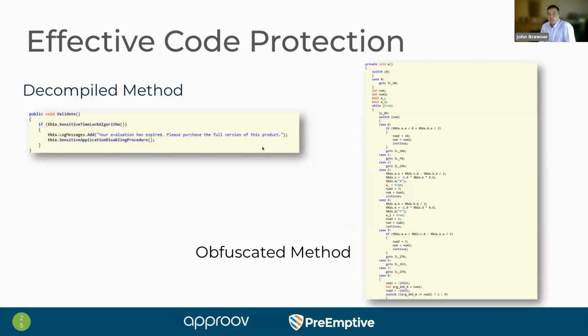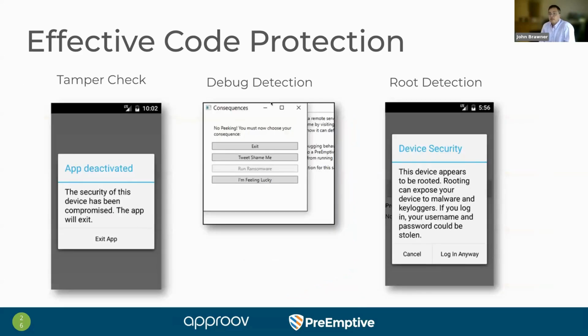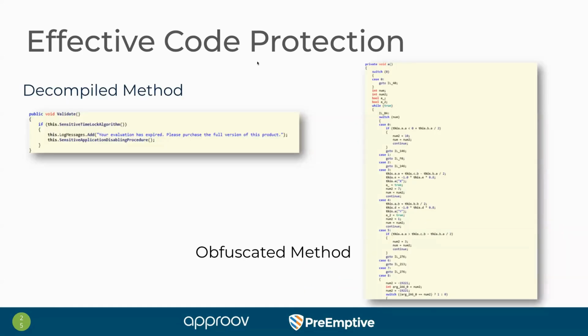Just an example, on the left-hand side here, we see a method that has been run through a free decompiler tool. We have the validate method, which is responsible for our time locking and licensing mechanism. It's a homegrown thing we built.